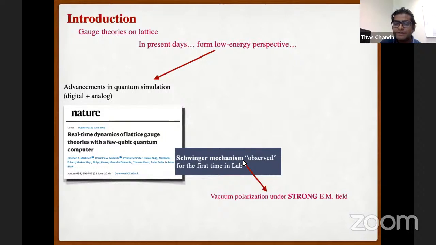So what is the Schwinger mechanism? Schwinger theorized that if we shine a very strong electromagnetic field, then the vacuum becomes polarized and pairs of electron and positron will pop up. But in practice, we need a very strong electromagnetic field, which is not possible in any earthly manner. However, using quantum simulation, we can mimic or observe this mechanism in laboratories.